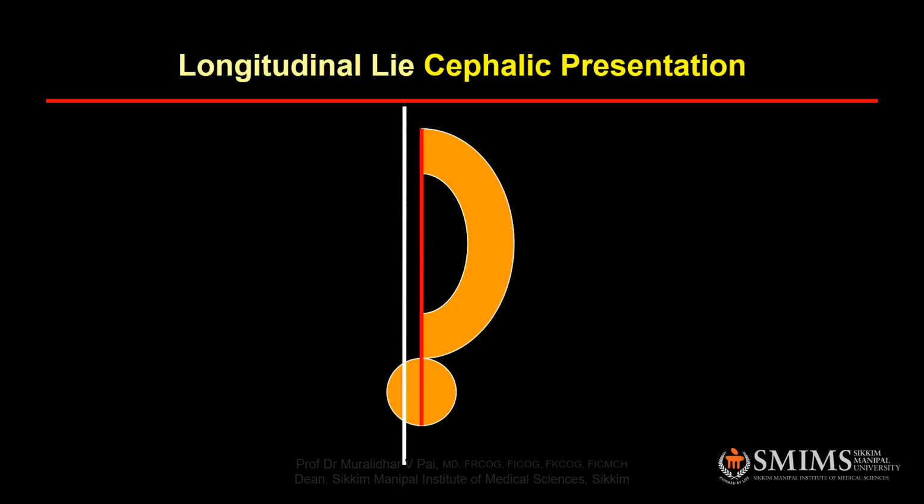Here, the white line represents maternal spine and the red line represents fetal long axis. The dot represents the head. When maternal spine and fetal axis are parallel to each other, it is longitudinal lie, and as the head is down, it is cephalic presentation.